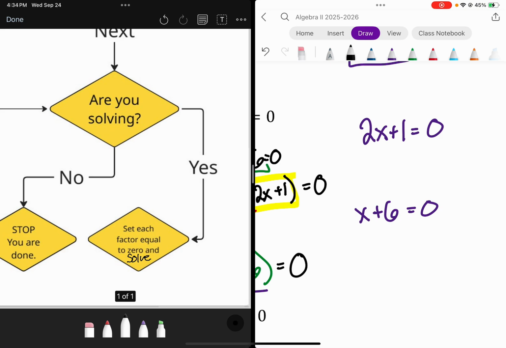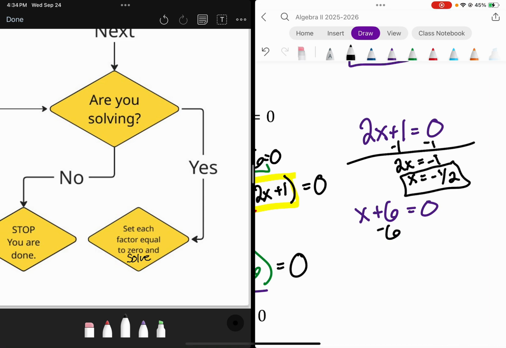Then we'll solve each set of parentheses, or each factor, by using inverse operations. You want to make sure you use inverse operations. Sometimes we get wrong answers because we don't. So make sure you are double checking your work when you solve these. You should get for your answers -1/2 and -6.